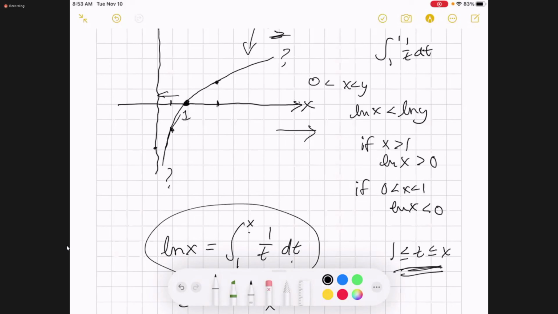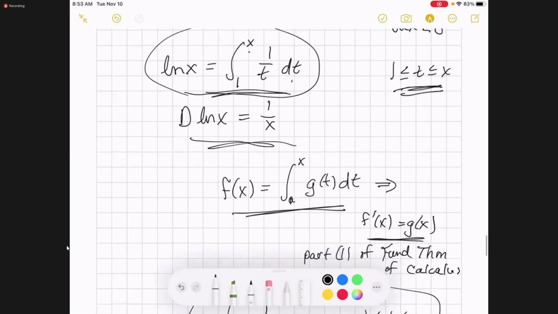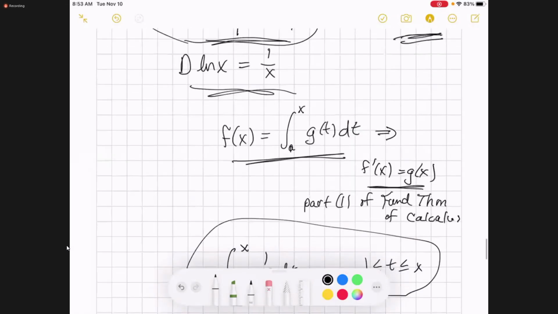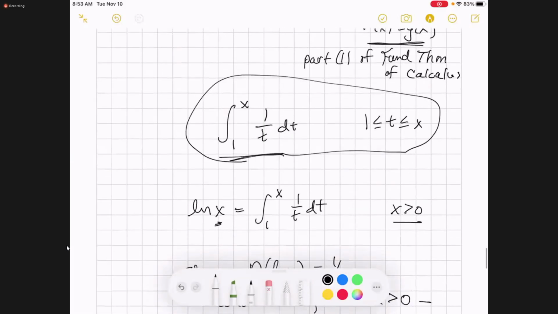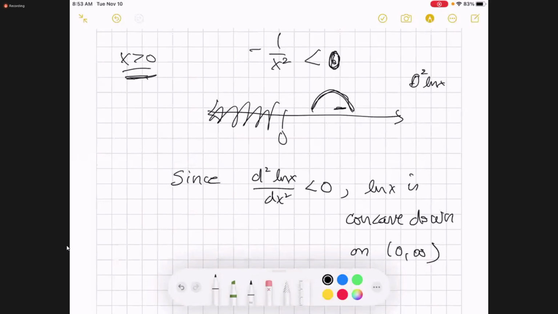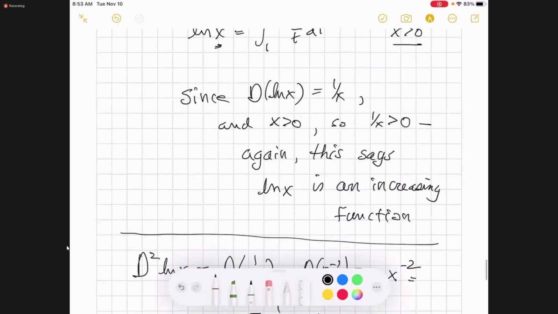And what time is it? Oh, time to go. Okay. I spent a lot of time today talking about this, and we've discovered some things about this new function. We're going to do some more tomorrow.